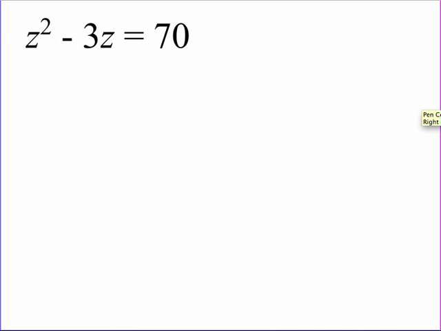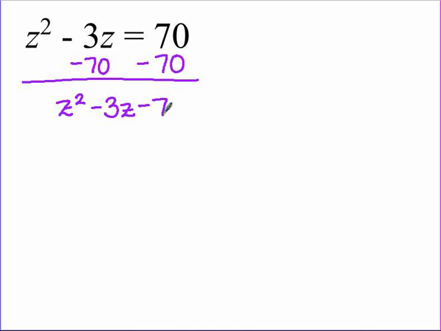Z squared minus 3z equals 70. What should I do first? Subtract 70 from both sides. On the left side I now have z squared minus 3z minus 70, and that's going to equal 0. So now what do I do? Two factors of 70 that differ by 3. What are they? 10 and 7. Good. How do I get a negative 3 from 10 and 7? Negative 10, positive 7.